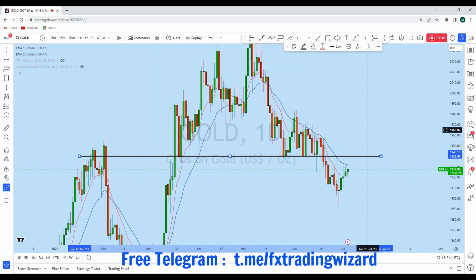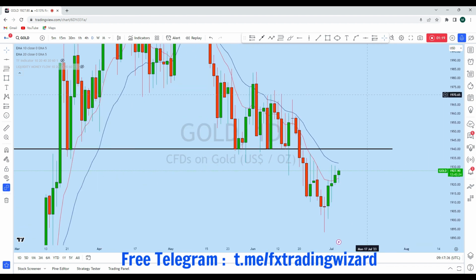With this consolidation, a very important level of support has formed on the daily, and the price created a series of lower highs into this significant daily level of support. Every time the price approached, creating a series of lower highs, it meant there was pressure on that support, and finally this support was broken on the daily time frame.